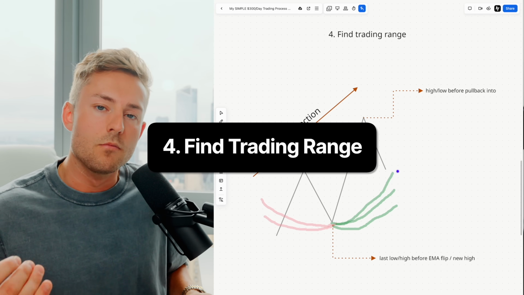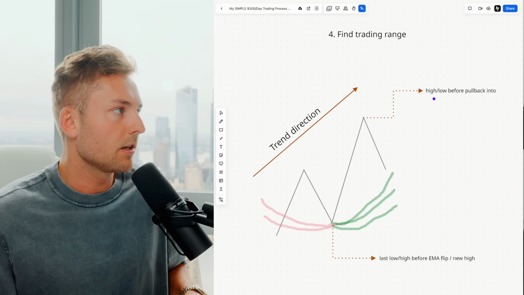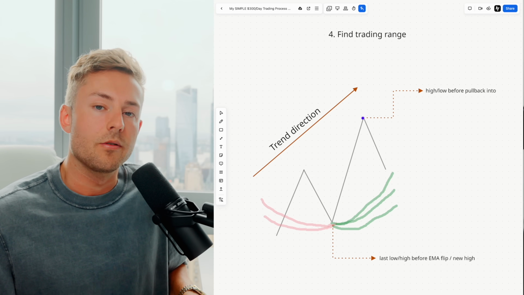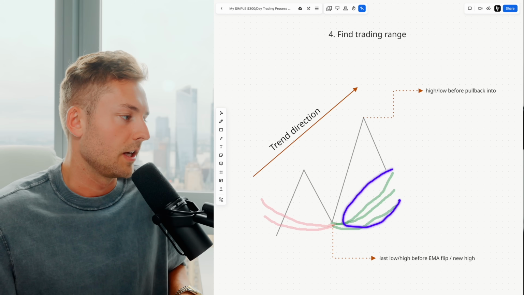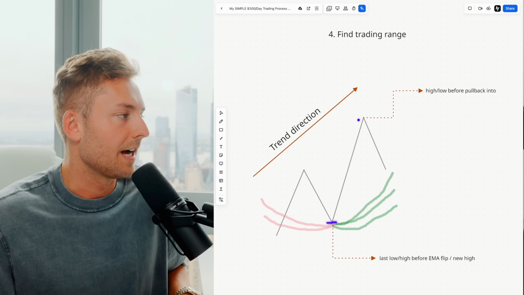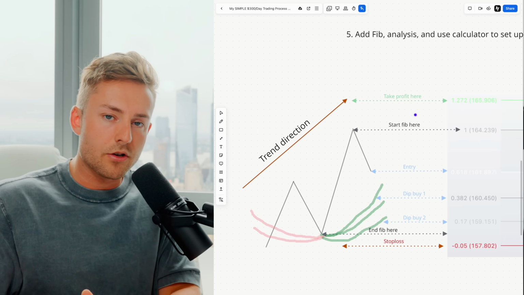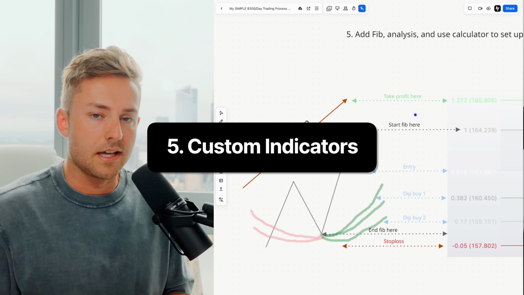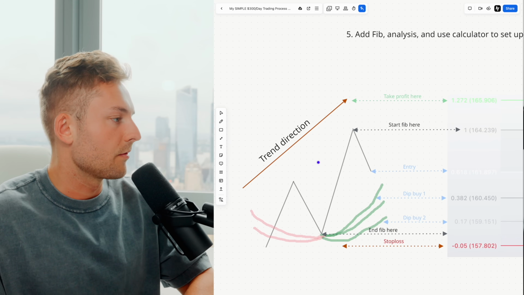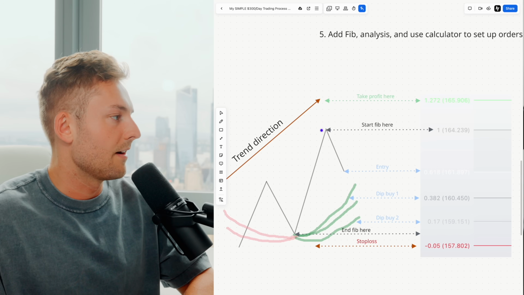All right, so once we have our moving averages and our trend direction, we're then going to be finding our trading range, which is going to be after these moving averages all change to one color, finding the lowest point to the highest point, which is going to give us our trading range for this system. Okay, once we have our trading range, this is where our custom indicators are really going to shine. Okay, so we have our trend direction, we have our EMAs lined up, we have our highs and lows.